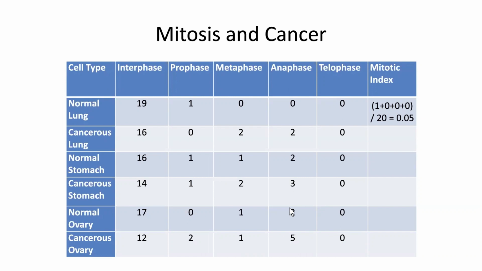Here we have a table. We have the cell type: normal lung tissue and cancerous lung tissue, normal stomach tissue and cancerous stomach tissue, normal ovary tissue and cancerous ovary tissue. And then we have the different stages of the cell cycle. Remember, interphase is not part of mitosis. These four are part of mitosis. So what I want you to do is take a moment and calculate the mitotic index for these 5 empty boxes.